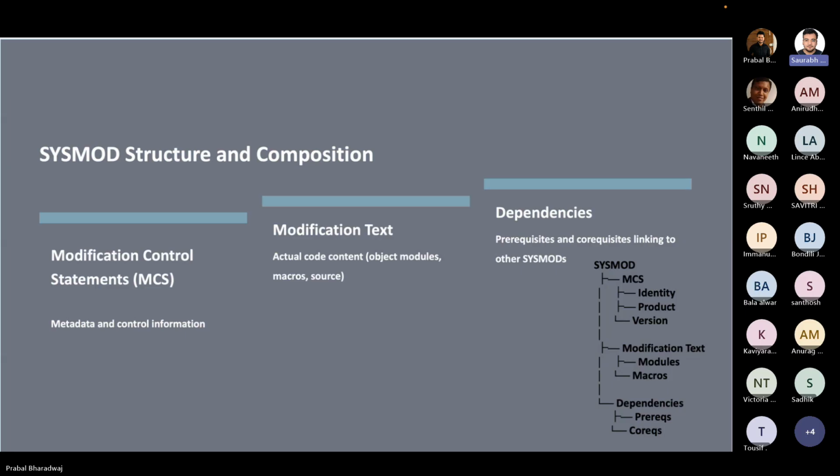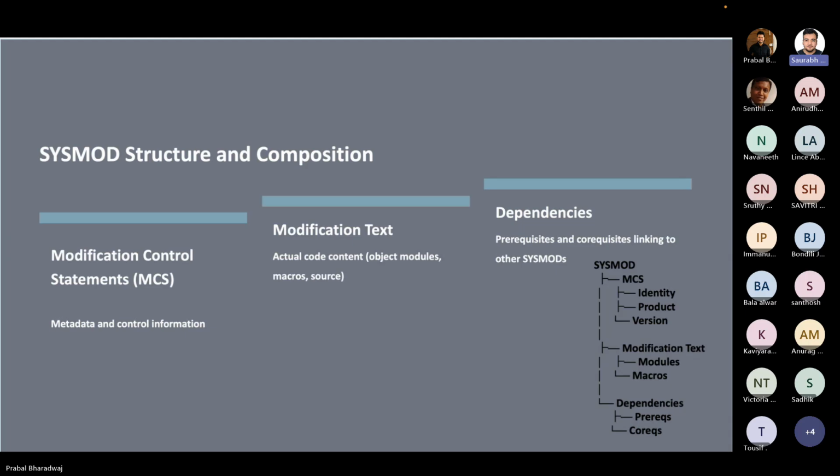Now there is another thing, that is modification text. This is the real change, the thing that actually fixes the problem. It means possibly an updated macro or object module, or a new version of the load module. This is where all those things get defined in the modification text.